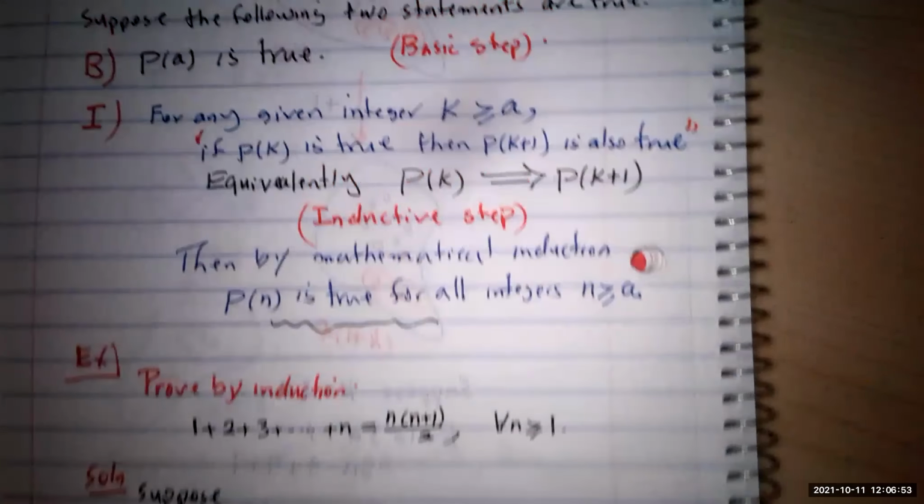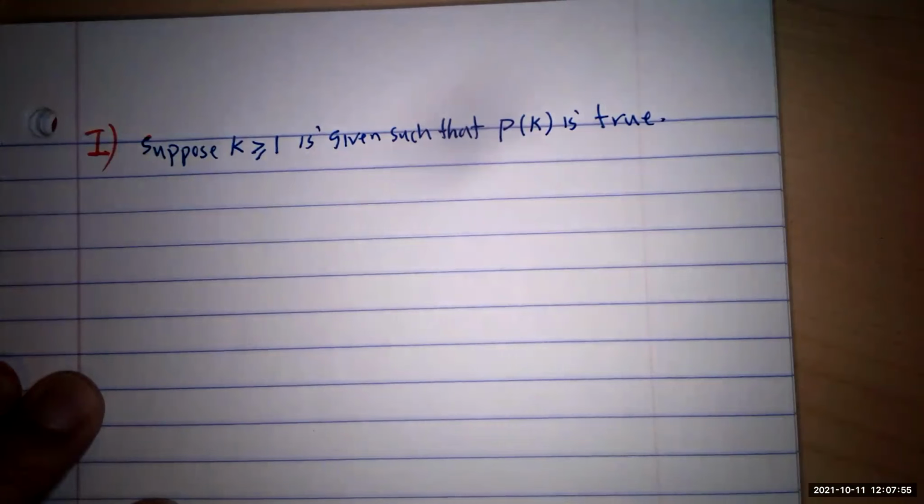So the inductive step. Fix the number first. Suppose k is greater than or equal to the basic value 1, such that Pk is true. You have to prove how we're going to get Pk plus 1 from this one.